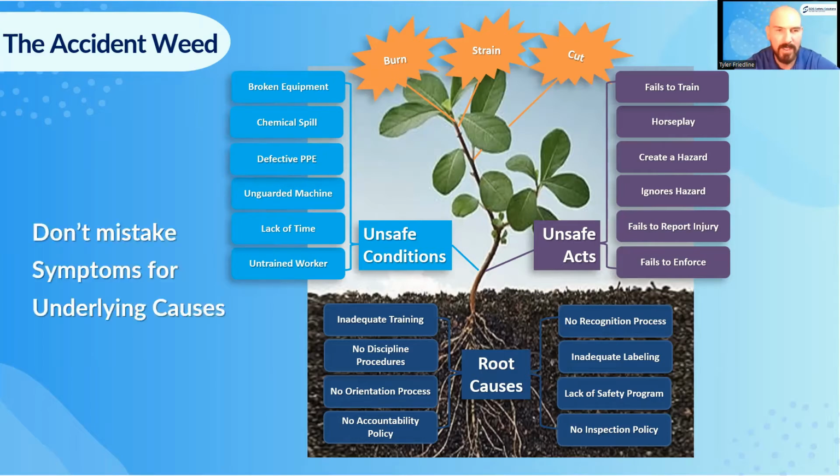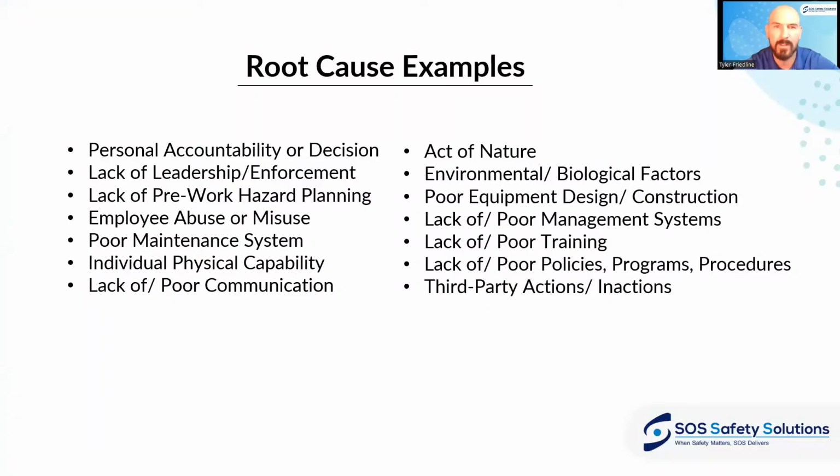So again, don't mistake the symptoms that you can easily see whenever you walk upon an incident scene for the underlying causes of the incident. They're distinct things. Unsafe acts and conditions are distinct from root causes. So here are some examples of root causes. We have personal accountability or decision. That one is where you're saying the employee's behavior is the root cause of an incident. And it can happen. I'll explain that here shortly.